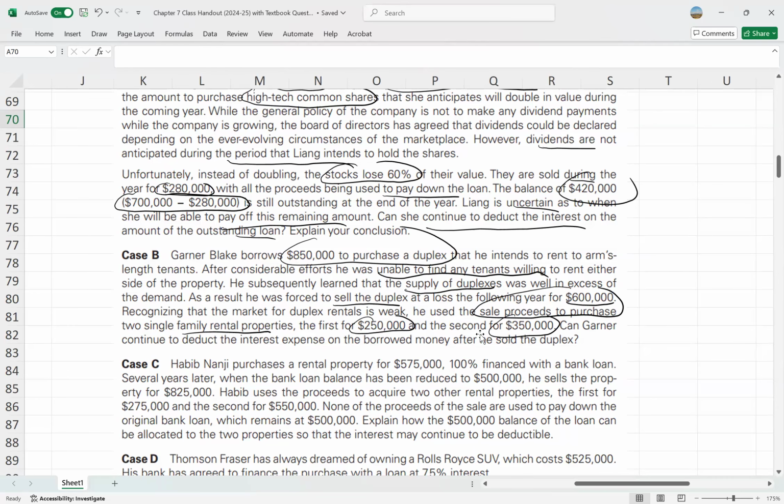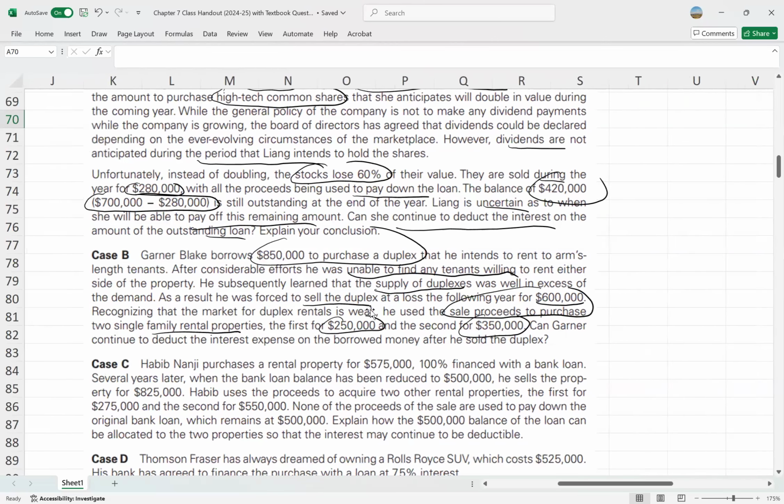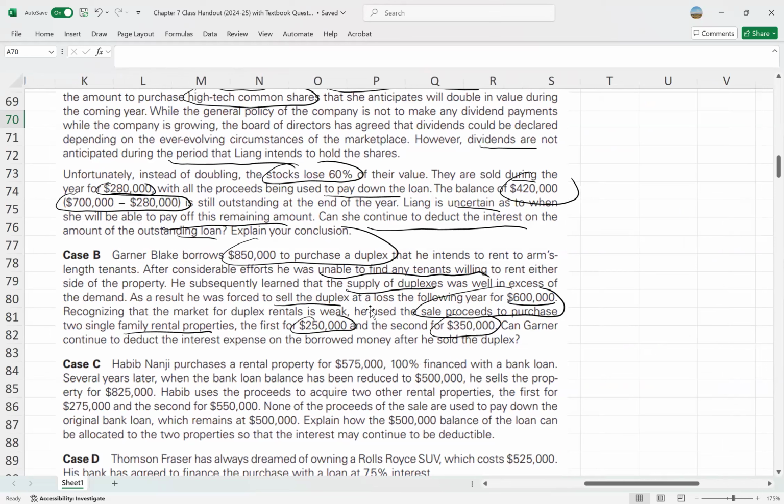loan? And so once again, obviously the bank would have had to agree that if he sold the duplex, he could use the money to buy 2 new properties, because obviously the duplex was the security on the original $850,000 loan. So provided that the bank agreed to let him use the proceeds to buy 2 new rental properties, could he still continue to deduct the interest expense?